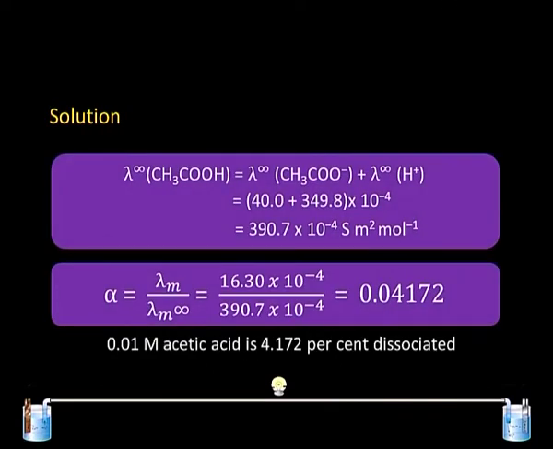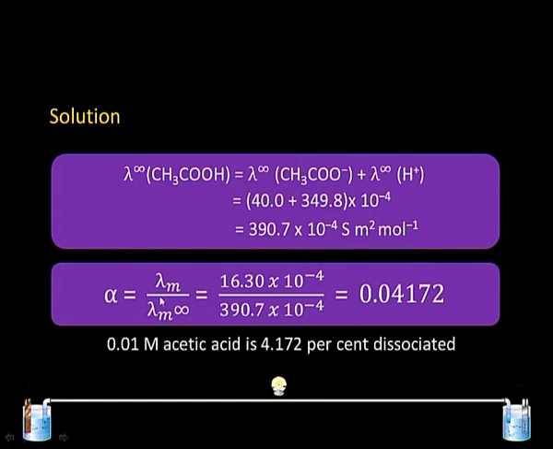If we look at it, first we try to find out the lambda infinity of acetic acid. This can only be determined if we have the Kohlrausch law with us, which suggests that the acetate ion and the H plus ion infinite dilution equivalent conductance can be added up, and we get a value that is 390.7 × 10^-4 Siemens meter square per mole.